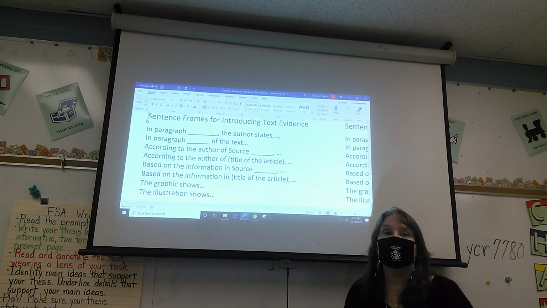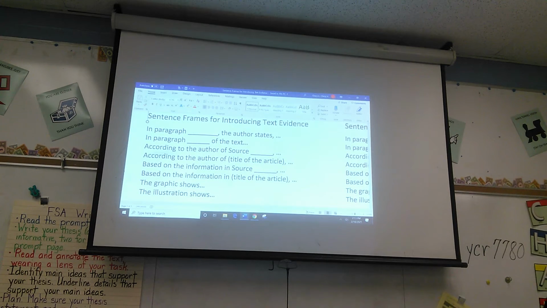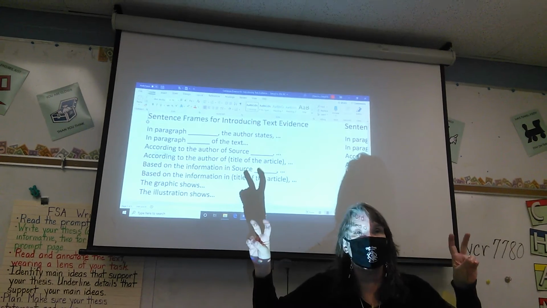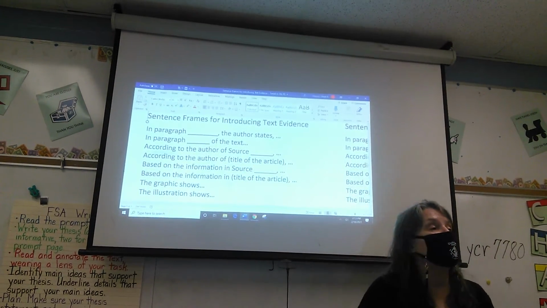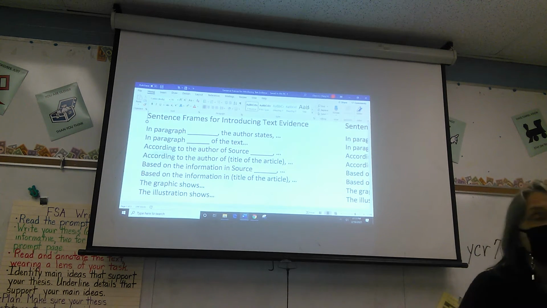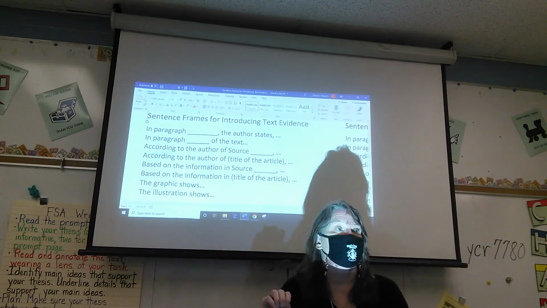Based on the information in source 1 or source 2 or source 3, based on the information in the title of the article, in quotation marks, if you're referring to some kind of an illustration or a graphic, then you could just say the graphic shows or the illustration shows.